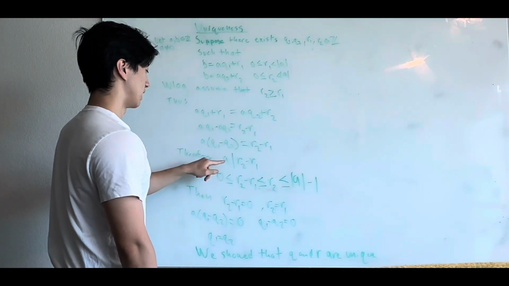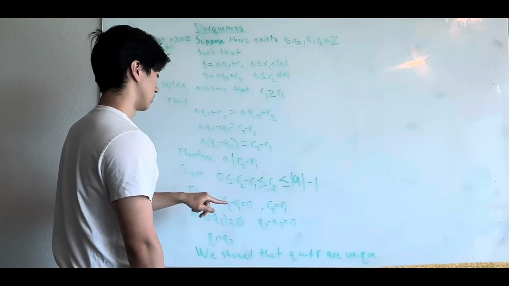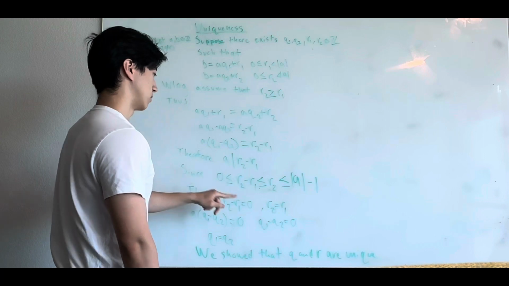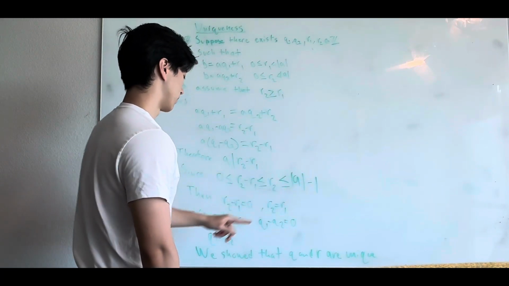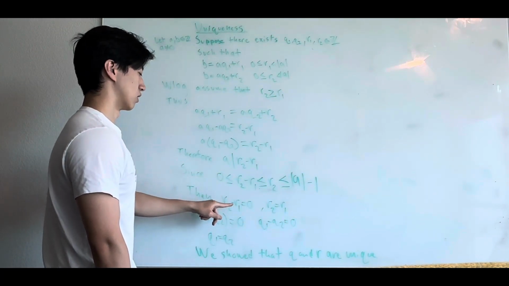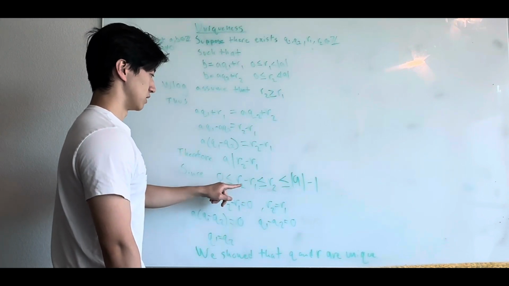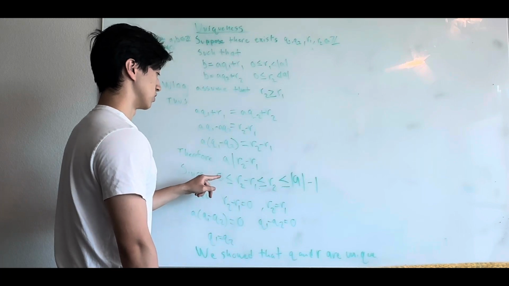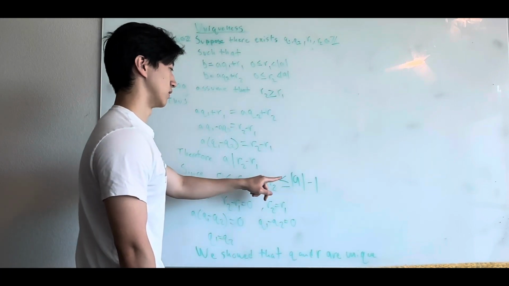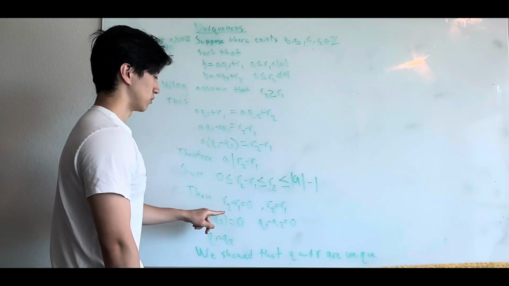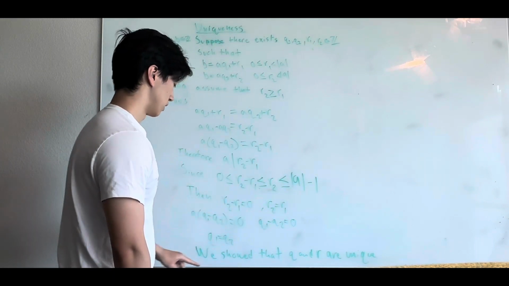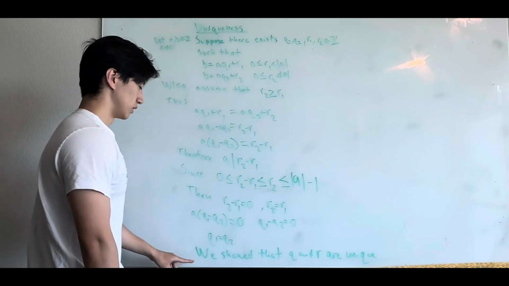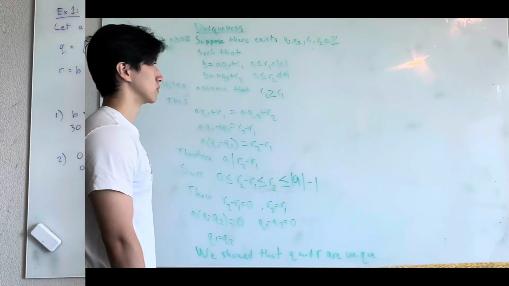And then we can conclude that a divides r2 minus r1. And since we know that r2 minus r1 is between 0 and the absolute value of a minus 1, we can conclude that r2 minus r1 is equal to 0, because there's no multiple of a between 0 and the absolute value of a minus 1. So from that, we can conclude that r2 is equal to r1, and then we can also show that q1 is equal to q2. And then we can conclude that q and r are unique.